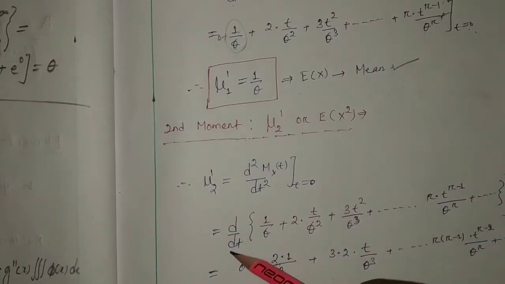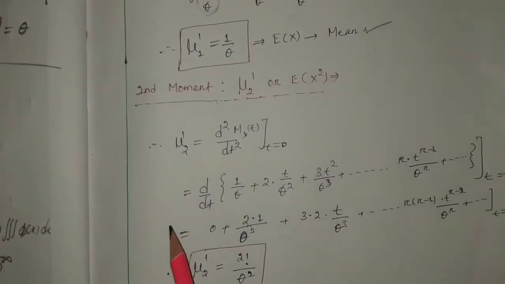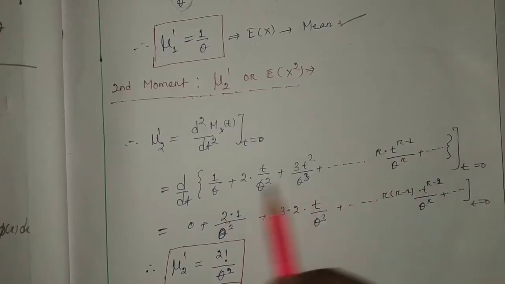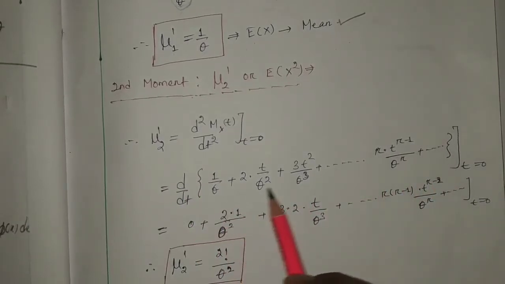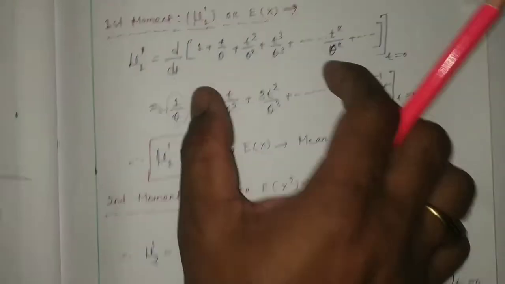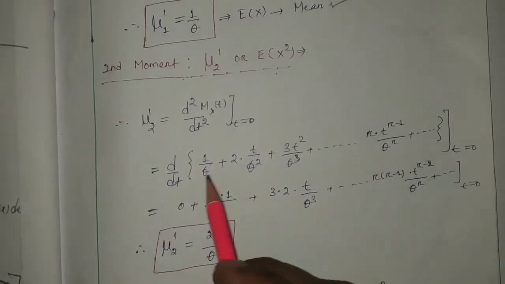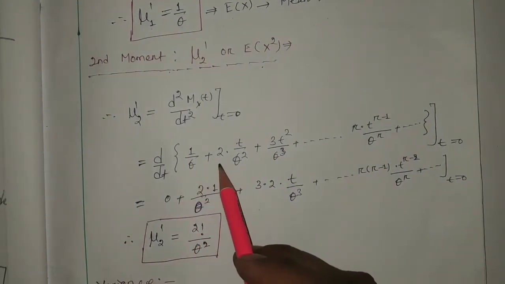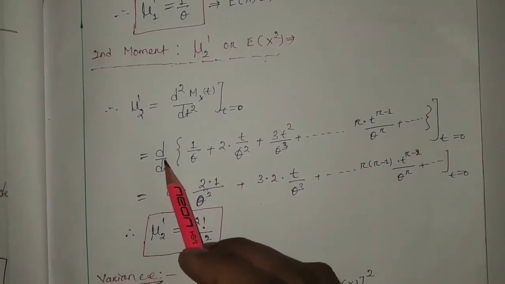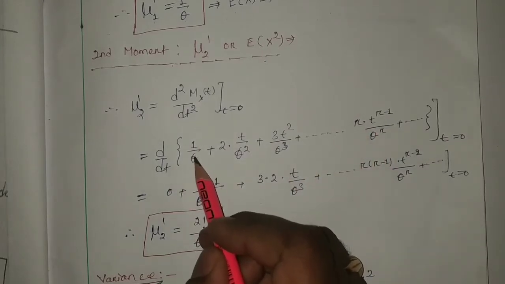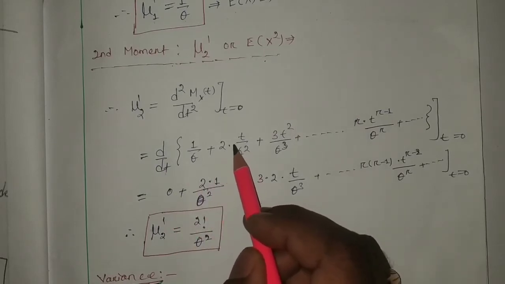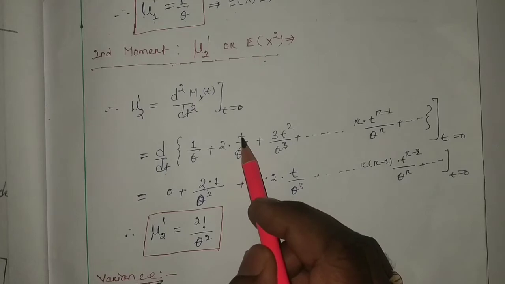So d by dt of the first derivative. The first derivative we already found, I just substituted it here. This represents the first derivative of Mx(t). So d by dt of 1 by theta plus 2t by theta square and so on. Now we have to consider d by dt of this: here this is constant, so differentiation with respect to t will be 0, plus this is 2 into 1, because if you differentiate with respect to t then it will be 1.